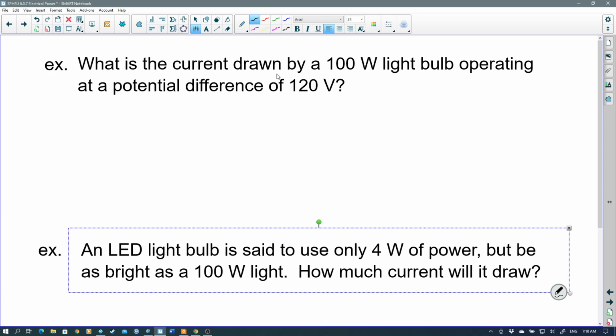So here's the type of question that you could be asked to solve. What is the current drawn by a 100 watt light bulb operating at a potential difference of 120 volts? Well, if we use the equation P is equal to V times I, we are given P, we are given V, we're looking for I, so if we rearrange the equation to get I by itself, we're going to divide P by V. The power is 100. The voltage is 120, and I'll just do this off to the side here.